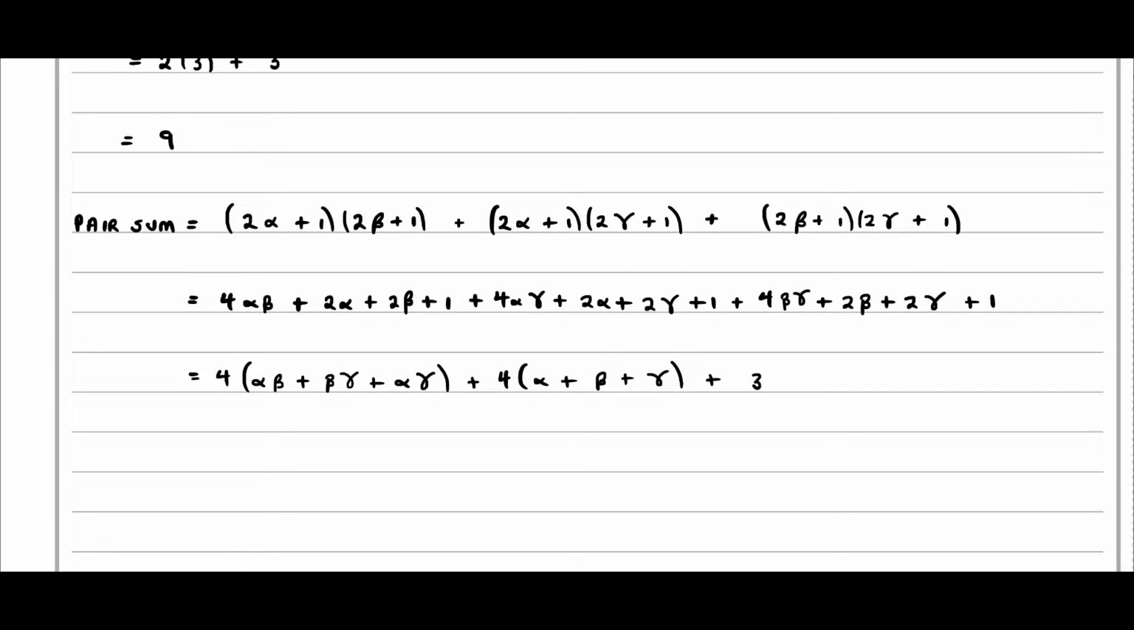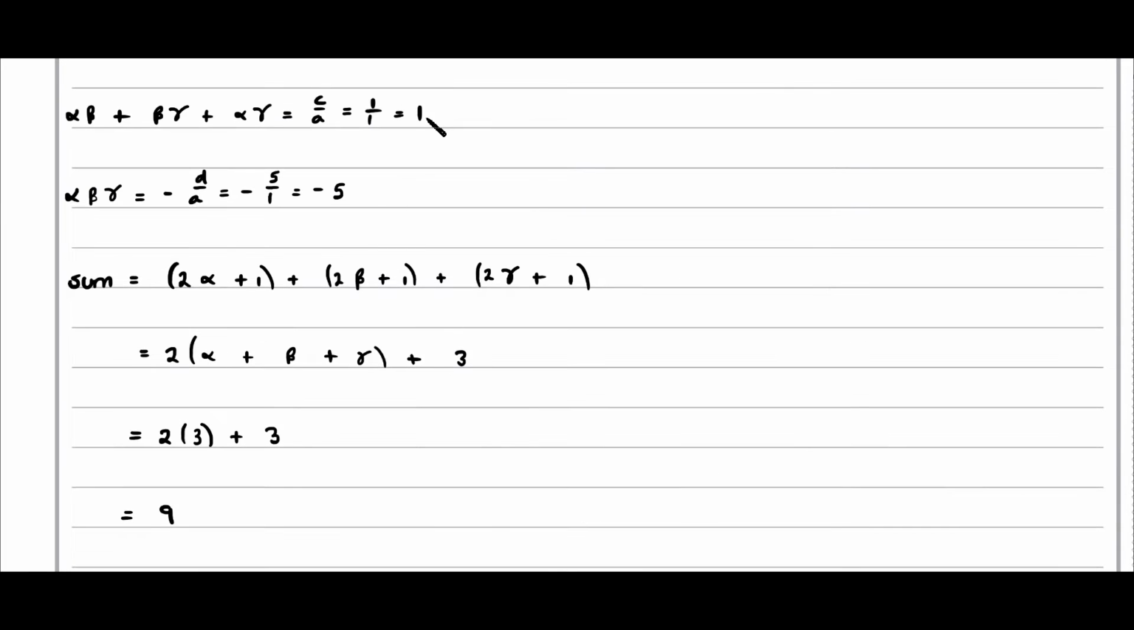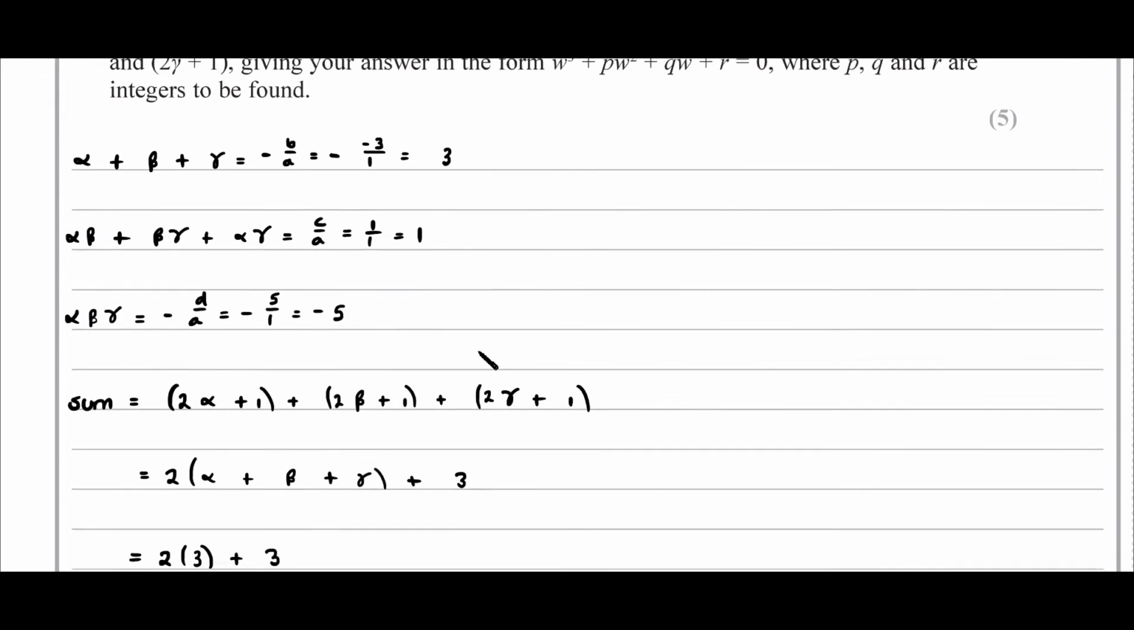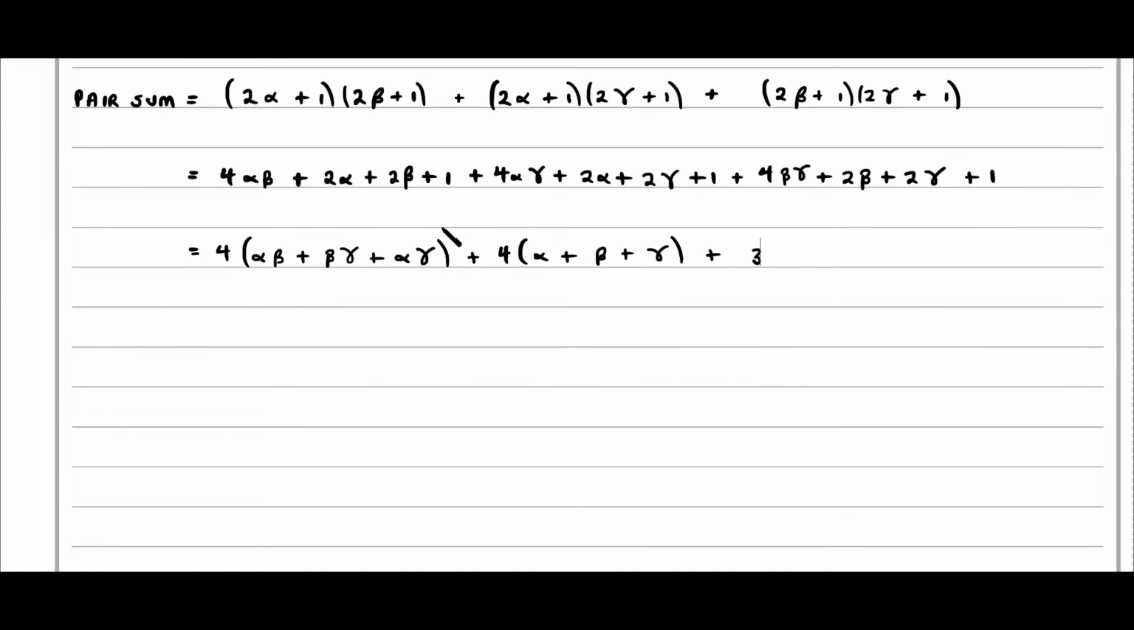The pair sum, that was 1. The sum, that was 3. So we have 4 lots of 1 plus 4 lots of 3 plus 3. That's 19. We can now work out the product.